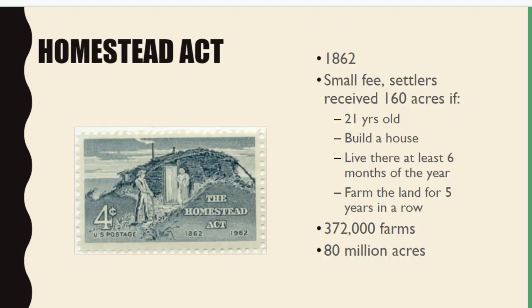The Homestead Act of 1862: for a small fee, settlers received 160 acres if they were 21 years of age. They built a house and lived there for at least 6 months of the year. They farmed the land for 5 years in a row. Through this act, there were 372,000 farms and 80 million acres.